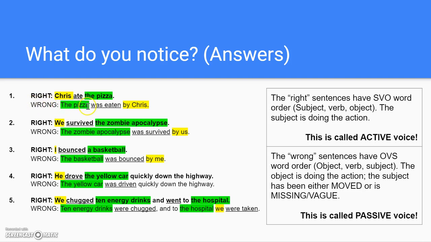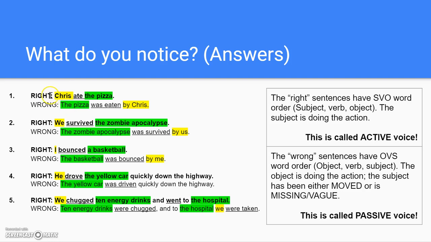In all the wrong sentences, the word order has been flipped around. The wrong sentences have OVS word order: object, verb, subject. It's the opposite. Now, the object is doing the action. The subject has either moved to the end of the sentence or is now missing completely or is vague. That's passive voice, and in most writing situations, we don't want this, which we'll find out in a minute.